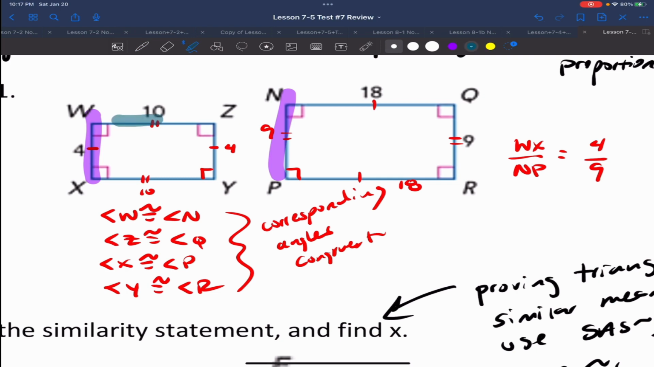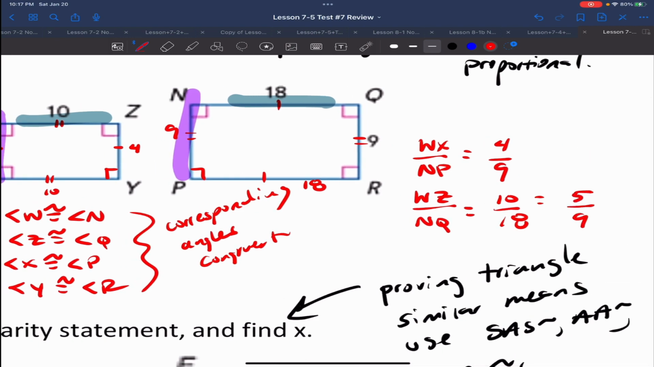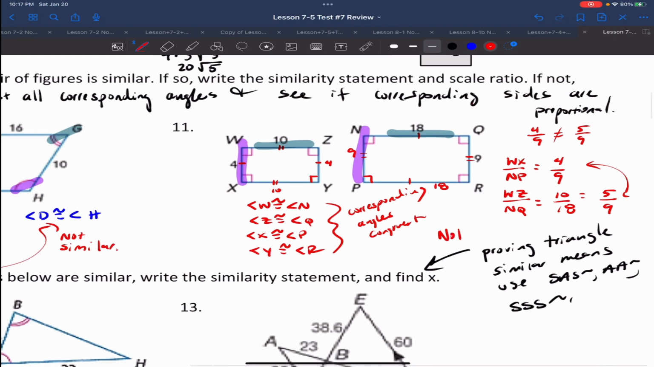Now let's take a look at the two corresponding sides. So WZ over NQ, which is 10 over 18, reduces to 5 over 9. So if I look at these two ratios here, 4 over 9 is not equal to 5 over 9. They are not equal to each other. So I can say that these two figures are not proportional.